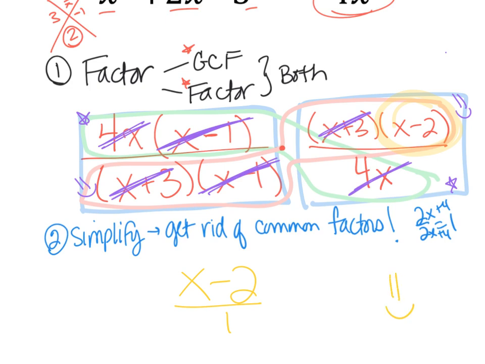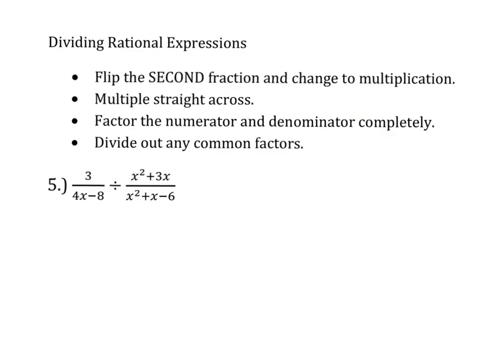So that's the first example, multiplying. When multiplying, you factor first, either with a GCF or normal factoring. Could be both. Once you do that, you simplify. So you look vertically, then you look diagonally and see what factors you can get rid of. All right, moving on to the next part, dividing rational expressions.